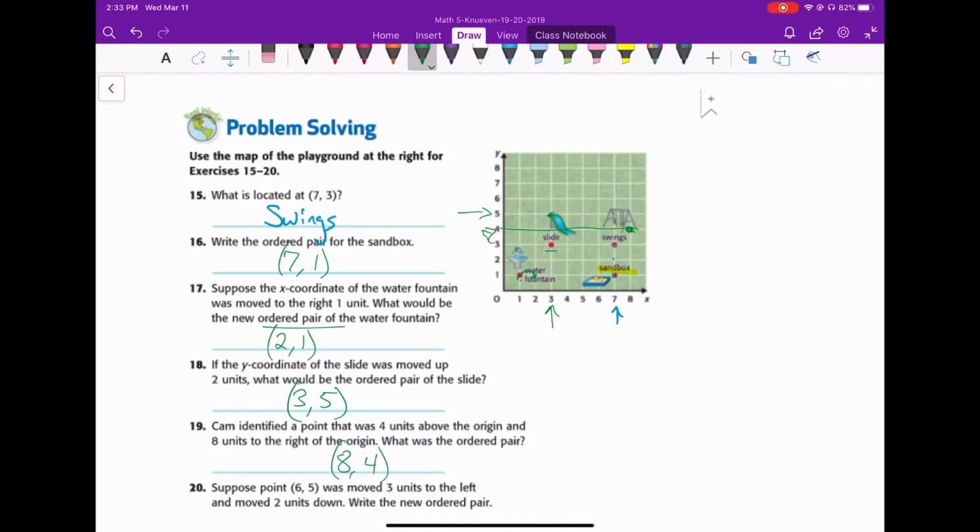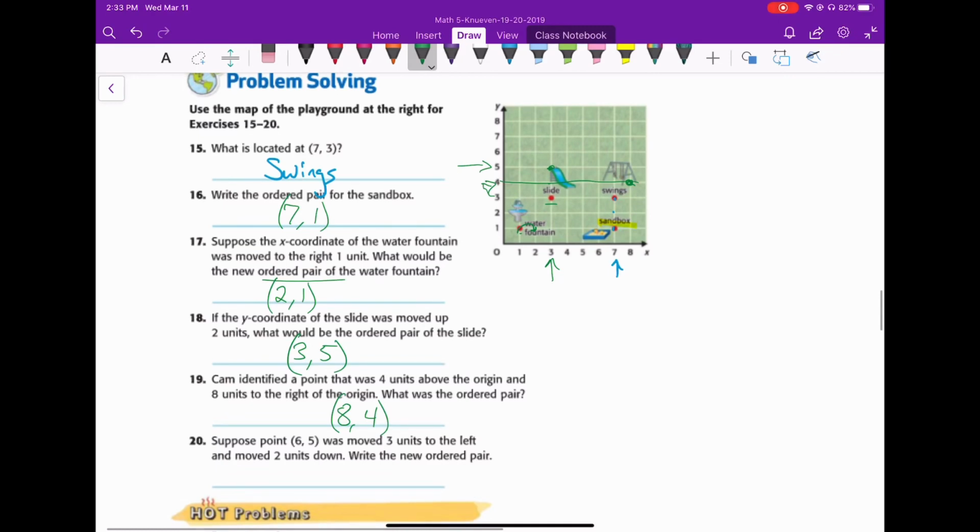Suppose point 6, 5, so identify 6, 5, and we're going to move it. So I'm going to move it 3 units to the left. So 1, 2, 3, and 2 units down. 1, 2. Oh, well, that's where the slide is. We're at that new ordered pair. Well, that slide was at 3, comma 3.